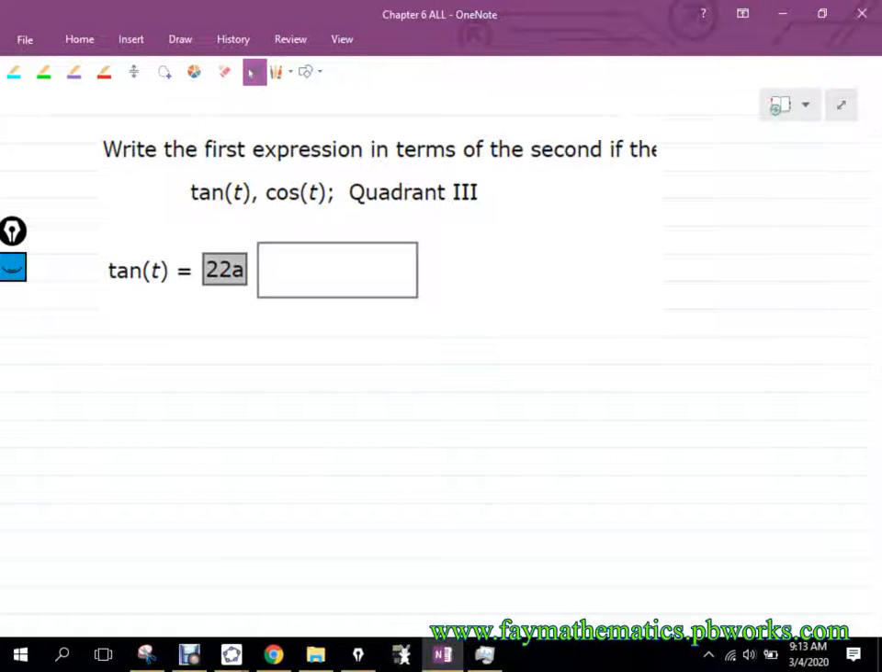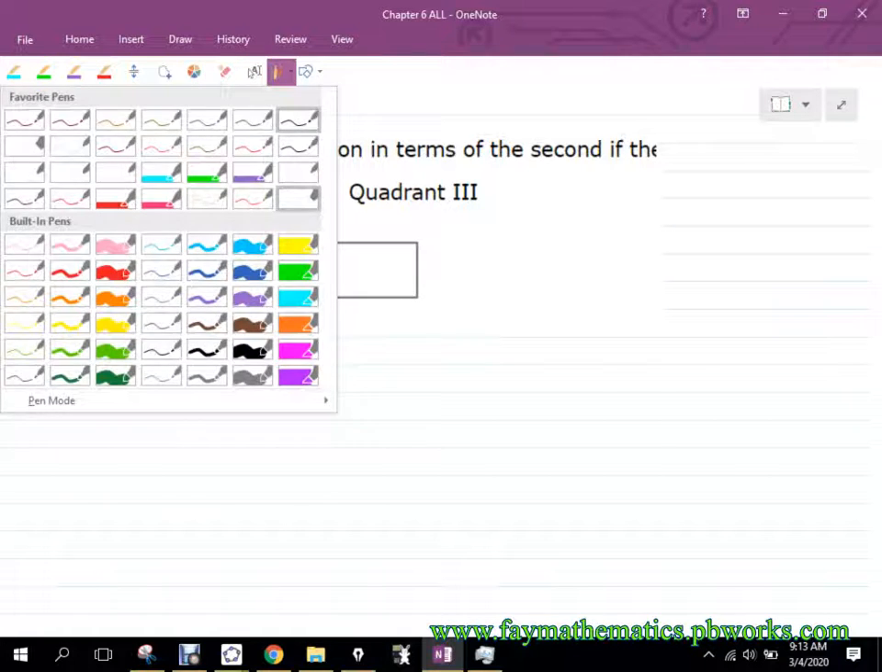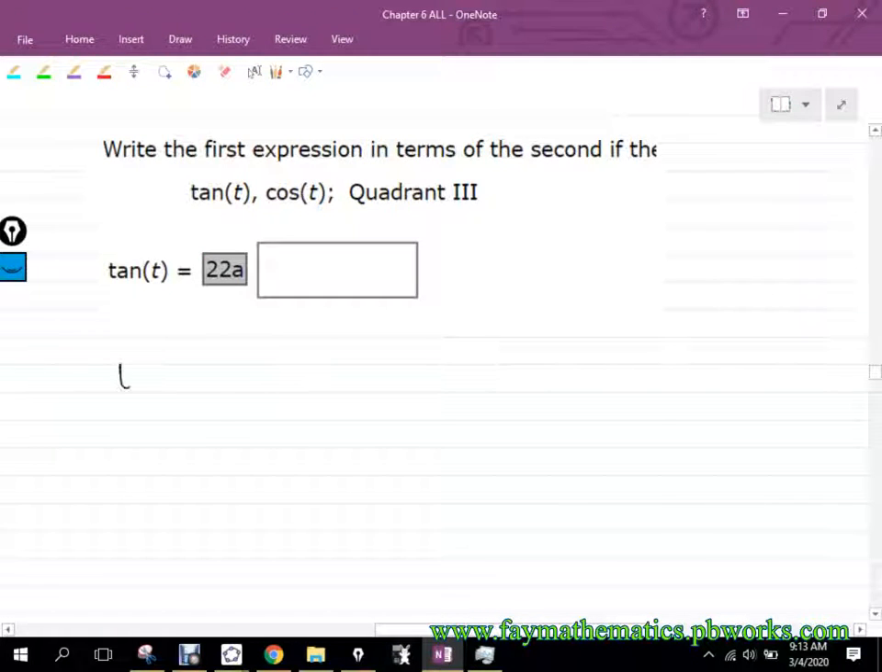We want to write tangent in terms of cosine. So remember what that means is that on the left-hand side, all we're going to see is tangent of t. And on the right-hand side, there's going to be some algebra, but the only trig function that you see over there on the right-hand side is going to be cosine. That's the only thing that they're allowing here.